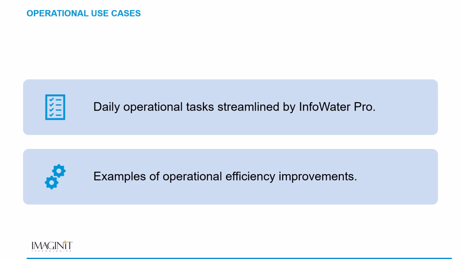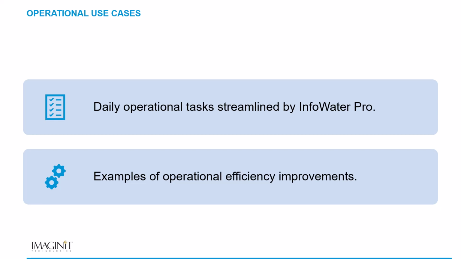Maintaining water quality throughout the distribution system is a constant concern. InfoWater Pro's water quality modeling capabilities support the proactive management of water treatment processes, disinfection practices, and system flushing schedules, ensuring compliance with health standards and public confidence in the water supply.